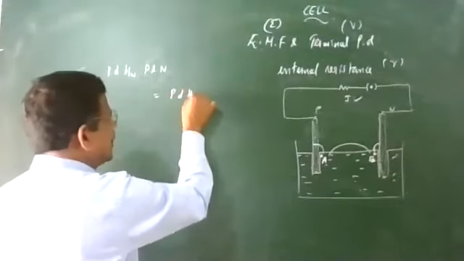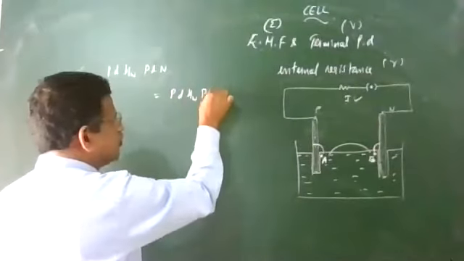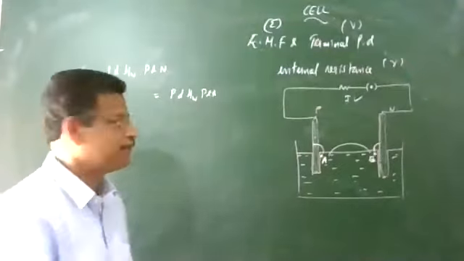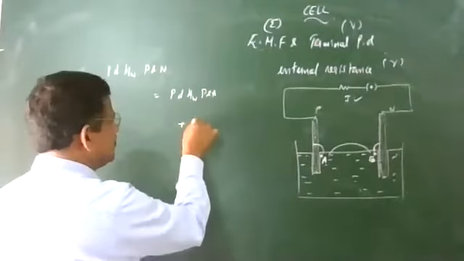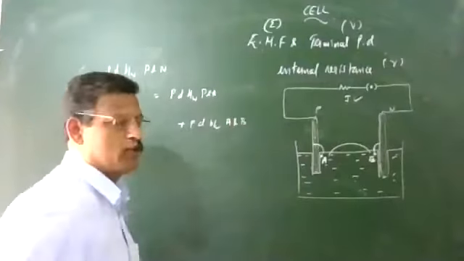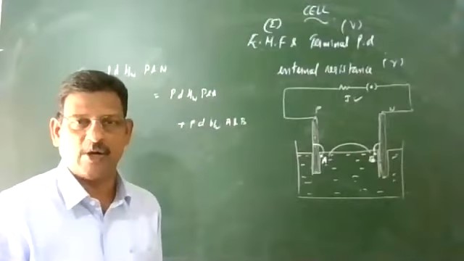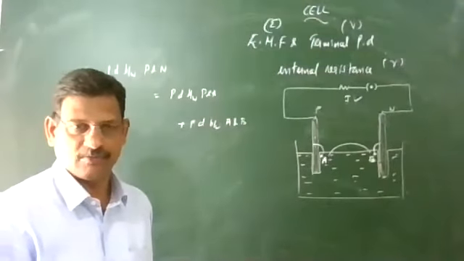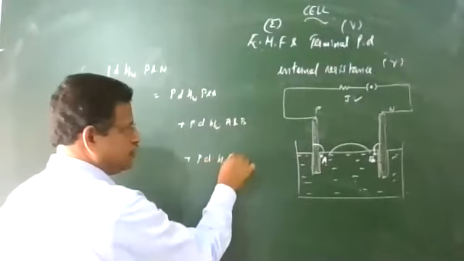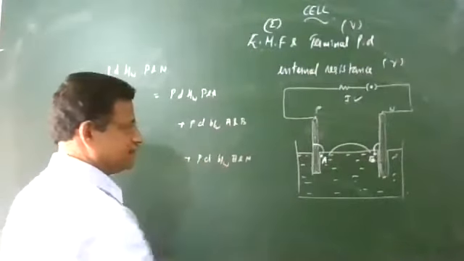PD between the points P and A. P is the positive electrode and A is the electrolyte. Very good. Plus PD between the points A and B. A and B are the points on the electrolyte. That depends upon how far the electrodes are kept. And last one, PD between the points B and N.